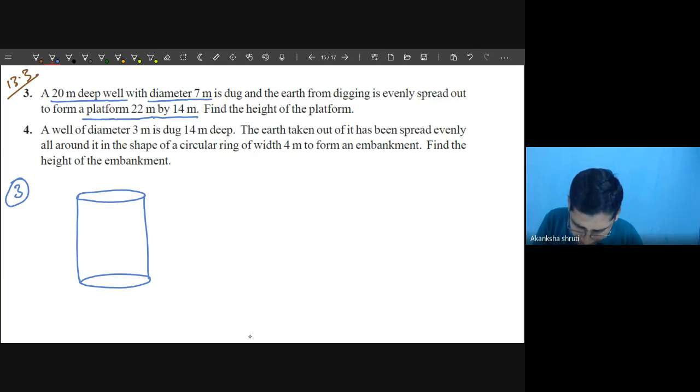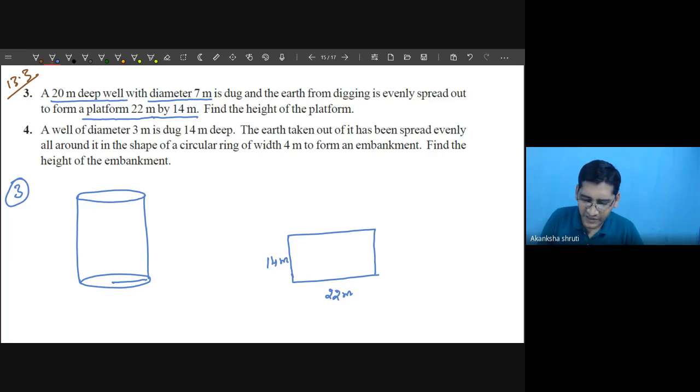So while digging this well, this well will give you the earth that will come out of this. That earth is spread in the form of a rectangular platform of length 22 meter by 14 meter. And the radius of the well which is dug is 7 by 2 meter. This is the cylinder, or W you may denote. And it is given that the depth of this well, you may write D or H of the cylinder, is 20 meter.